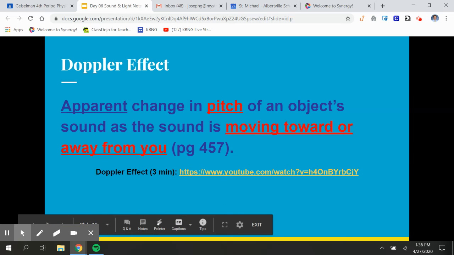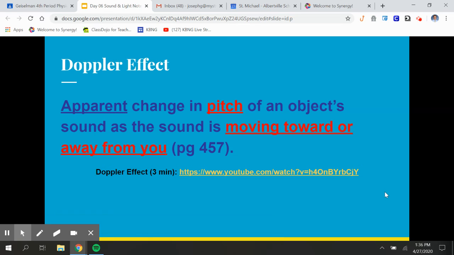The Doppler effect you might think comes from the Doppler radar that we use for weather. It's a little bit different than that, but the Doppler effect is the apparent change in pitch as objects move towards you or away from you. So if you hear an ambulance or a fire truck or a police car driving down the road, as that car gets closer and closer to you, the pitch of that siren gets higher and higher, right? So you get like a whining noise. And then as they go away, it starts to fade out and it gets lower and lower. And that's because of the Doppler effect.